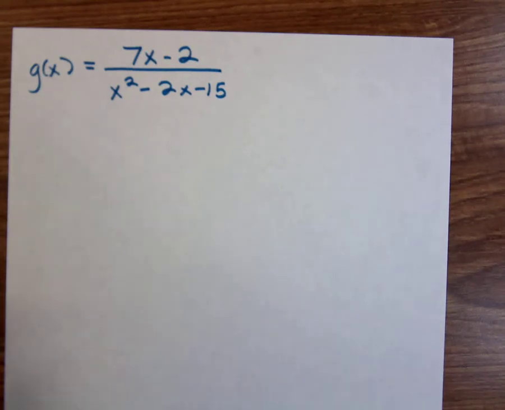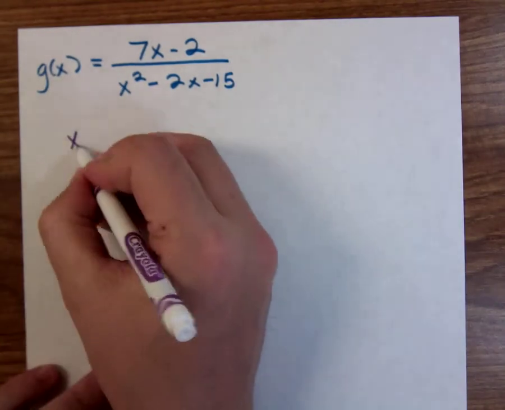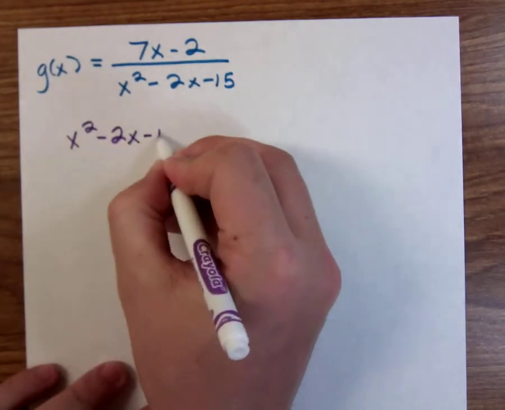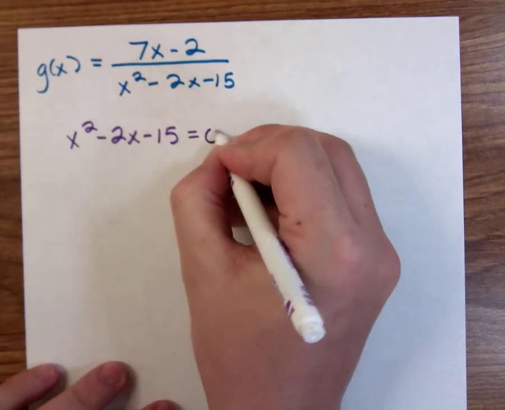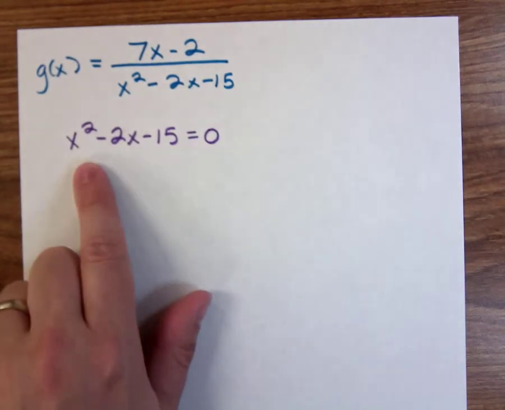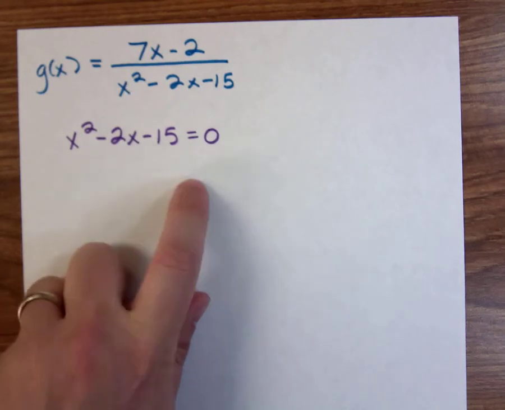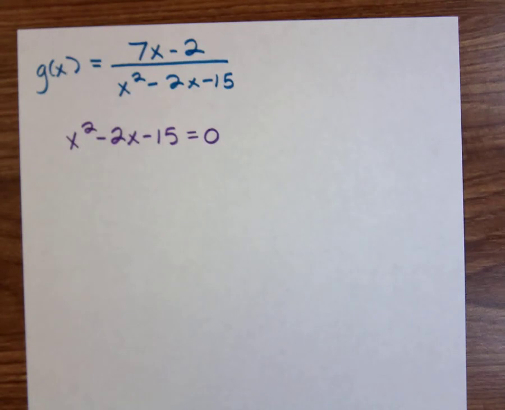So what I need to do is take that denominator, which is x squared minus 2x minus 15, and set it equal to 0. The question I'm asking is what value, or in this case values, of x would cause this entire thing, the denominator, to equal 0. Now x squared minus 2x minus 15 looks awfully familiar to me. Looks a whole lot like a problem I could factor. So how do I factor that? What do I do first?